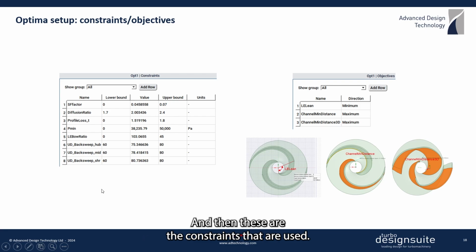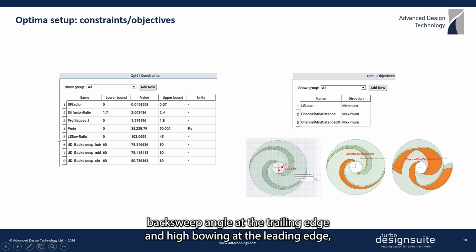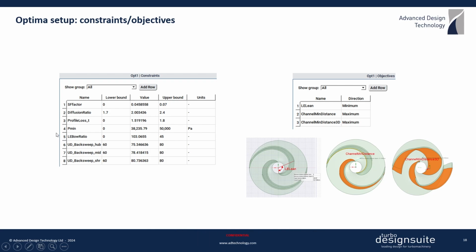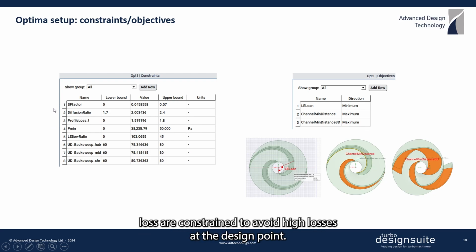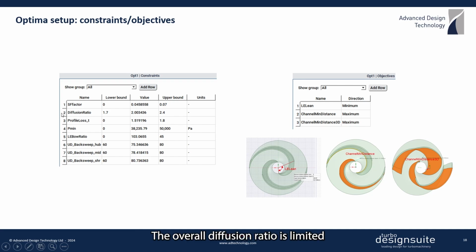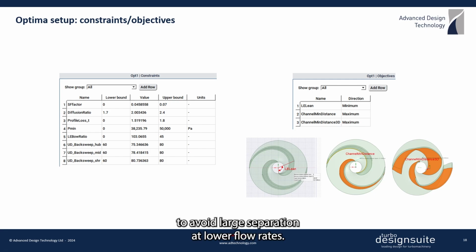And then these are the constraints that are used. So the geometric constraints are selected to avoid high back sweep angle at the trailing edge and high bowing at the leading edge, whereas the secondary flow and profile loss are constrained to avoid high losses at the design point. The overall diffusion ratio is limited to avoid large separation at lower flow rates, and then the minimum surface pressure is constrained for cavitation performance.